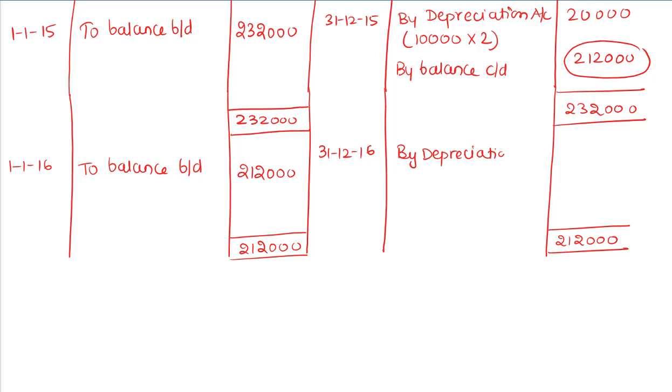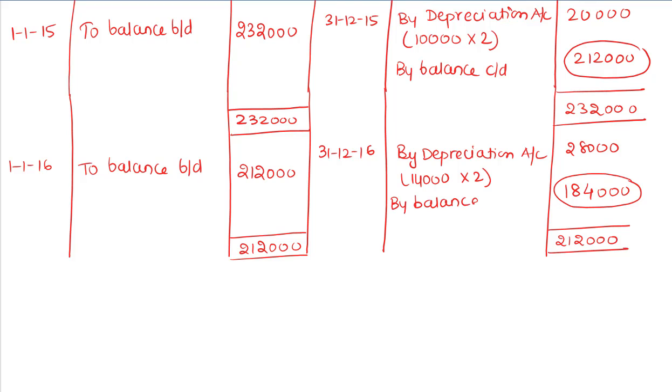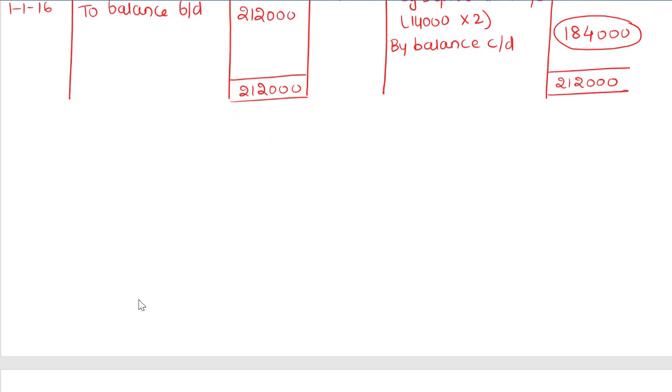So by depreciation account, 14,000 hours is the usage. So 14,000 multiplied by 2, 28,000. 2,12,000 minus 28,000 is 1,84,000, by balance carried down.